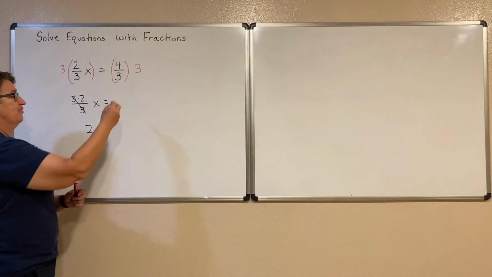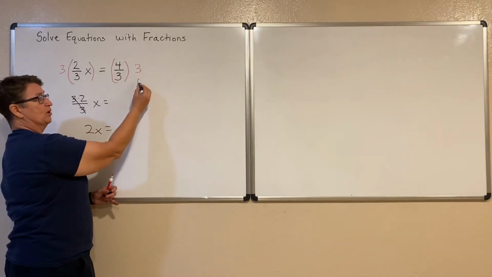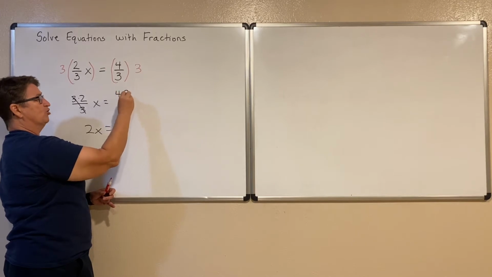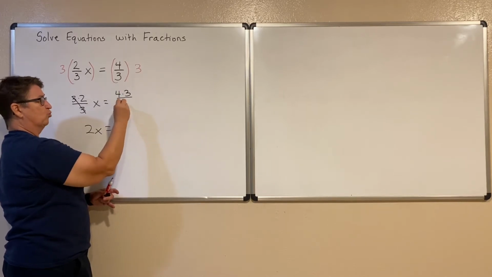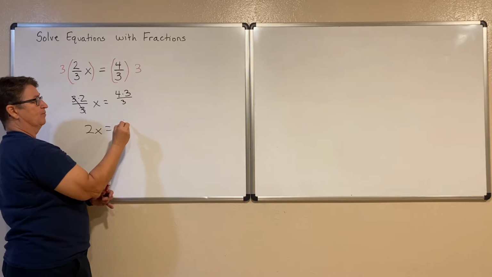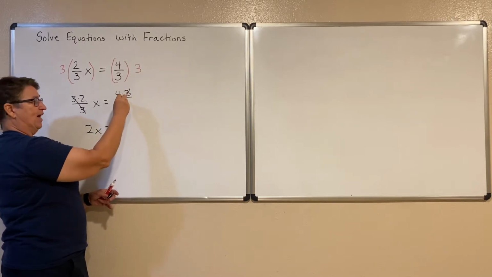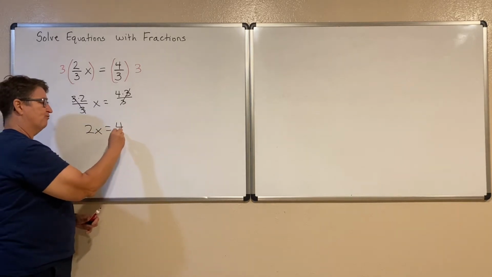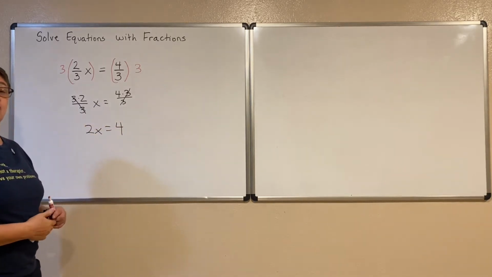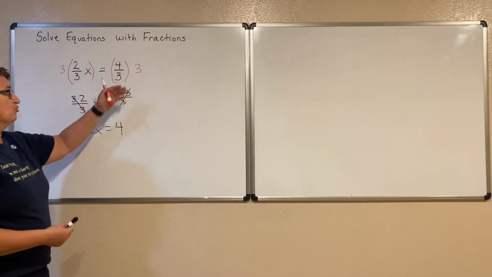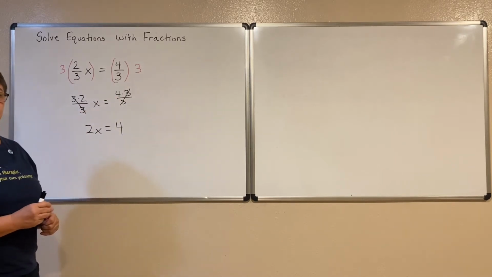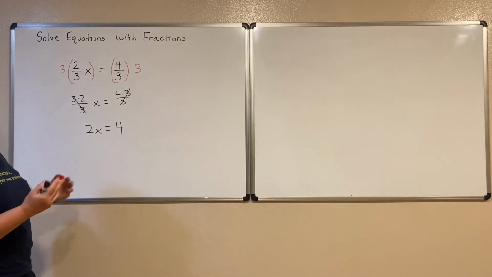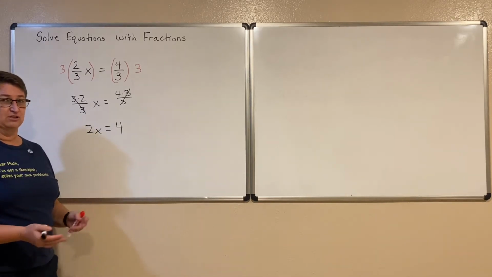On the other side, the same thing is happening. There's really a 1 in the denominator, so 4 times 3 would be in my numerator, and 3 times 1 is in my denominator. And this 3 and that 3 become 1 again, and so it leaves me with 4. Notice by multiplying both sides by that number, it got rid of my fractions. Now I don't have to worry about the fractions.